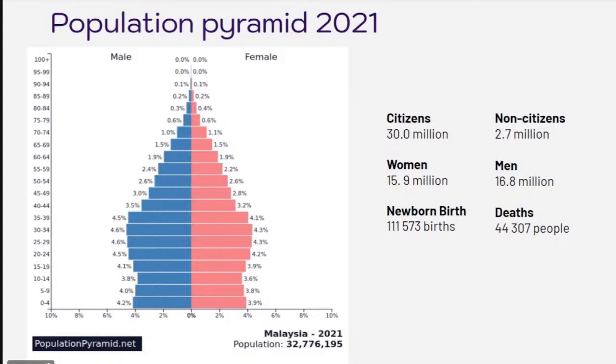Okay. This is the implication of the trend in the shape of the pyramid. The first impact from the economic aspect is that it can increase a productive workforce. From the pyramid, you can see the slope of the convex pyramid indicates a large number of adults, or a large number of working age. They are between 15 until 44 years old.